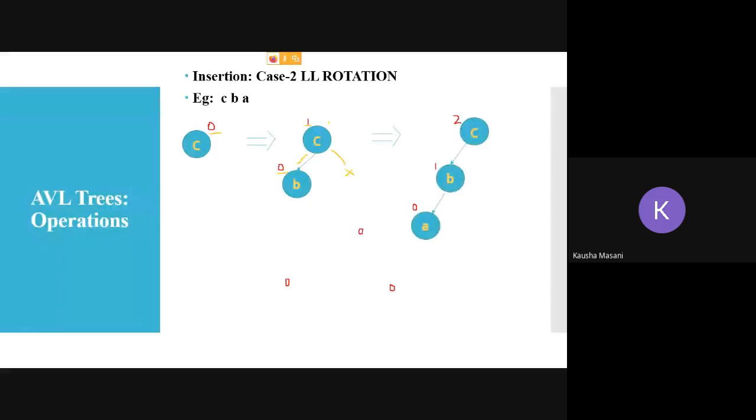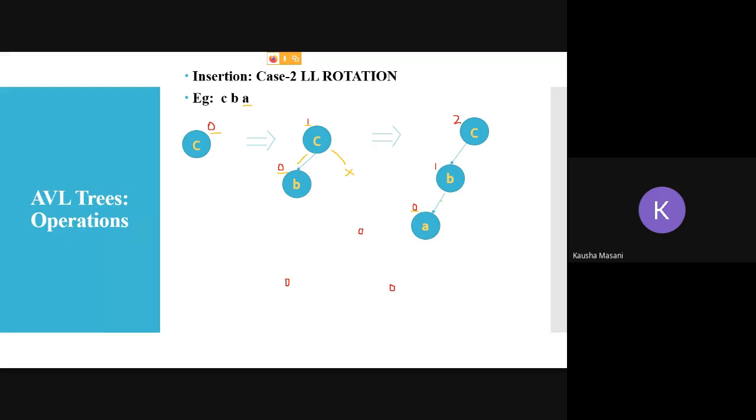Now go for the third insertion. When you go for the third insertion, you come across the element called A. Now we know that A is less than C. A is also less than B. So A is going to be placed on the left side. Go and calculate the balance factor again. A does not have any children, so the balance factor is 0.